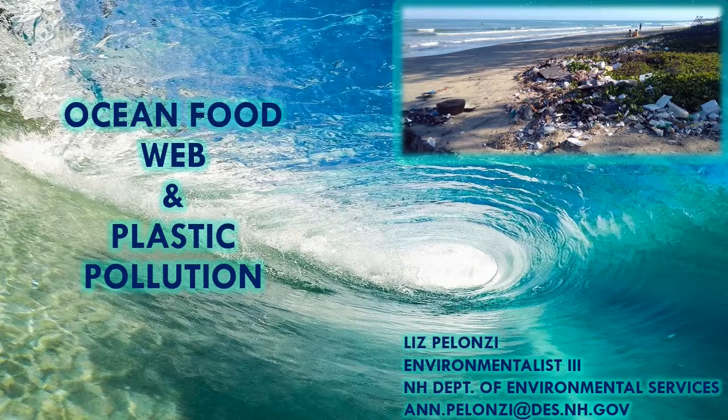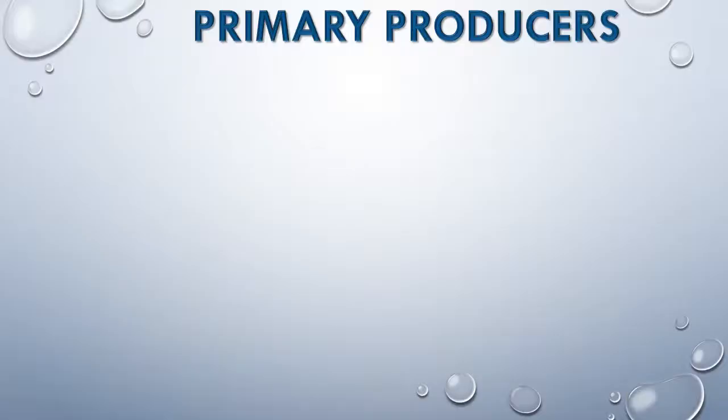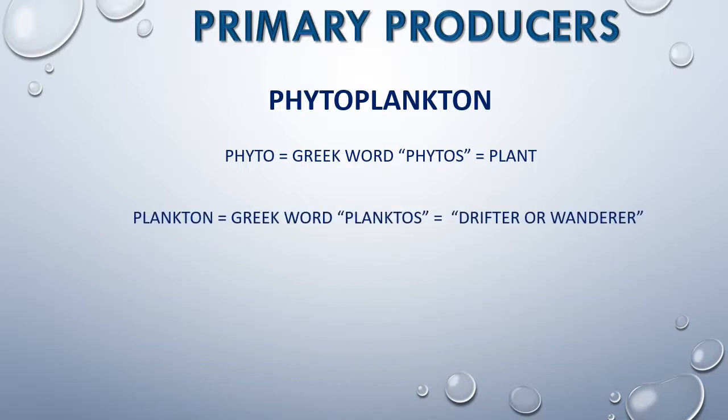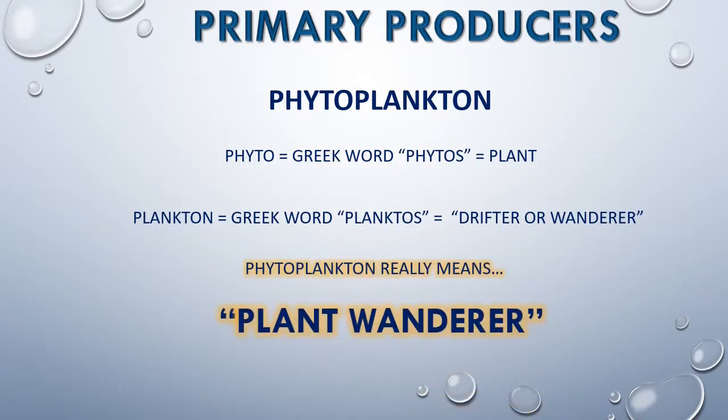Hi again, everyone. Okay, so now you have your pyramid. Let's jump in and start talking about the ocean food web and the plastic pollution that is affecting our oceans today. Keep that pyramid handy because we'll be using it throughout the video. So at the bottom of the food chain, the very beginning of the food chain, we have what are called the primary producers. And they are phytoplankton. They get their name from the Greek word phytos, meaning plant, and the Greek word planktos, meaning drifter or wanderer. So, phytoplankton really means plant wanderer.